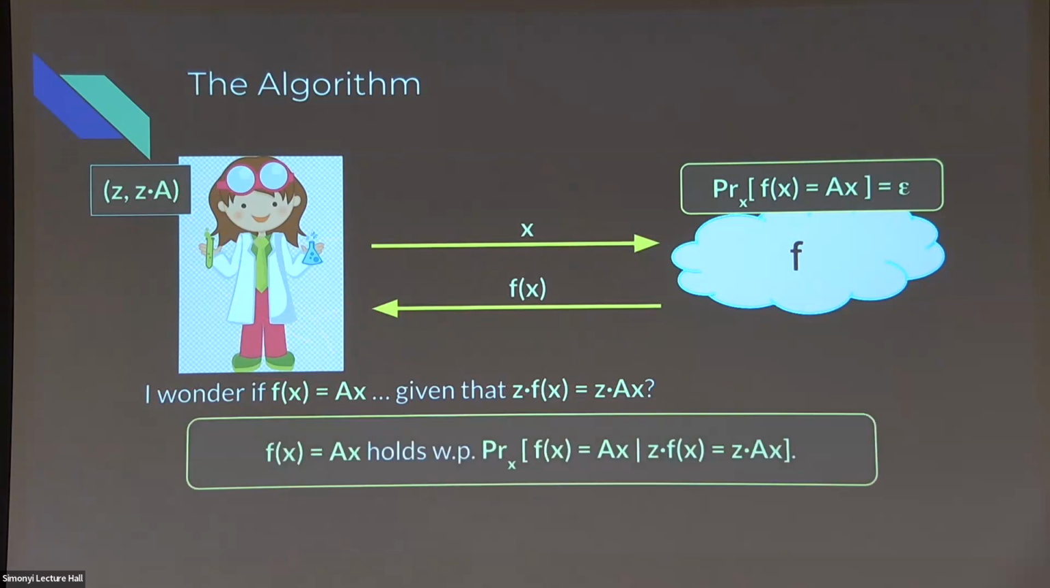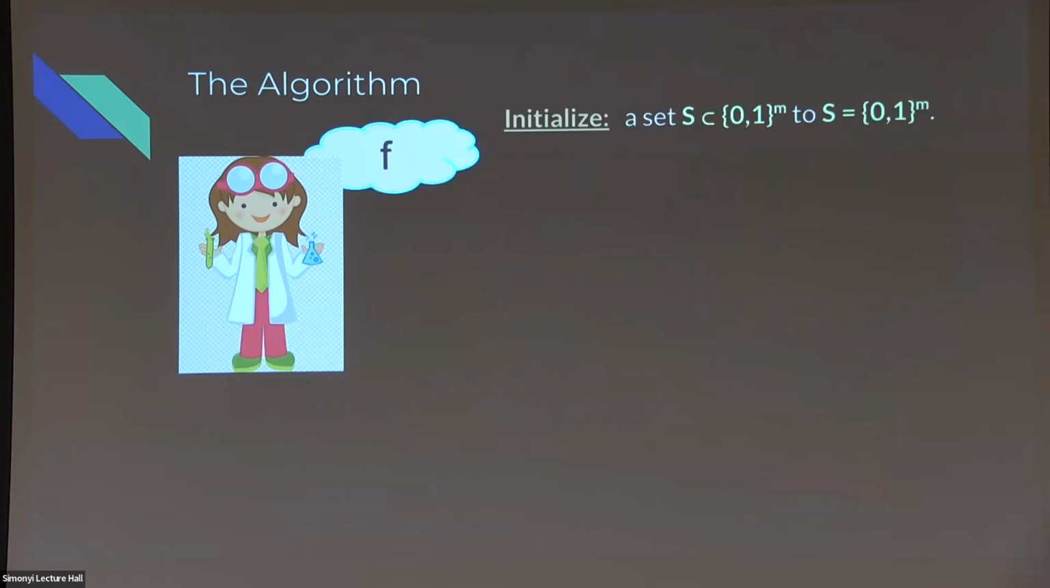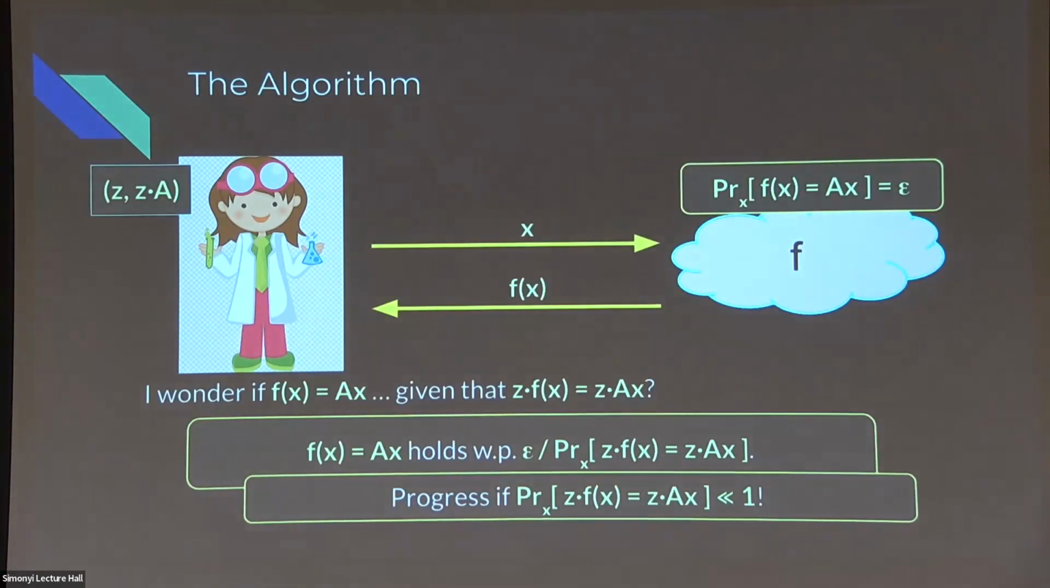Okay, and so the probability that f of x equals a of x, given that the linear combination that you extracted holds, is going to be this conditional probability that f of x equals a of x, given that z times f of x equals z times a of x. And this is going to simplify to epsilon, the original probability, divided by the probability that this linear combination holds. And you're going to have made progress when this linear combination holds with probability bounded away from 1. Okay, so that's pretty confusing, but I'll get to the picture, which will hopefully make it clear.